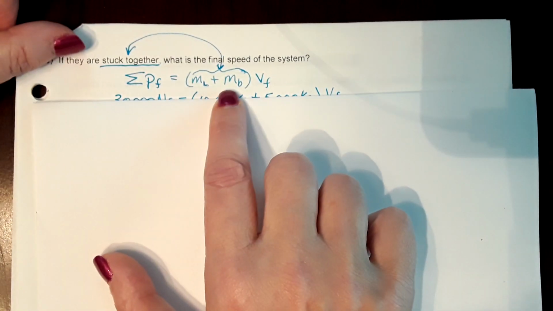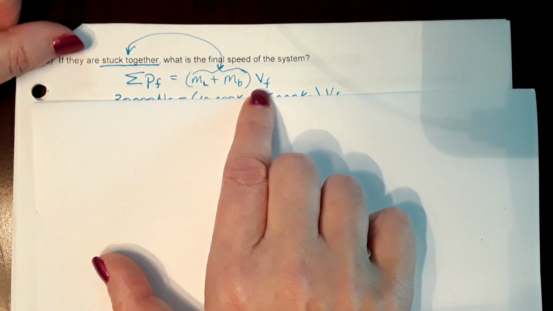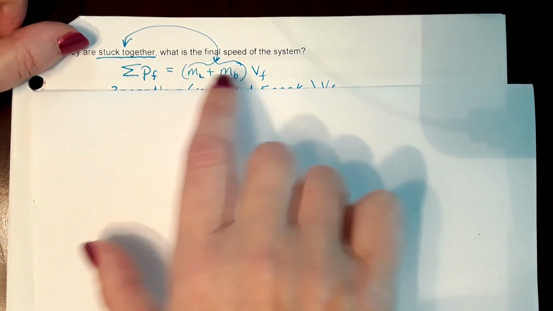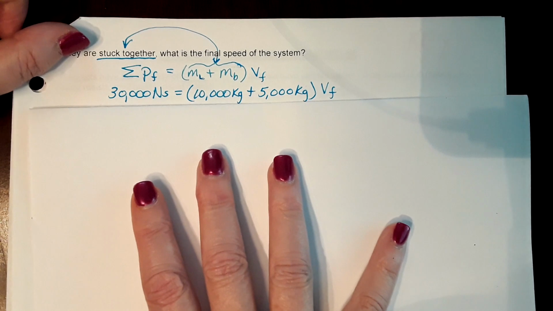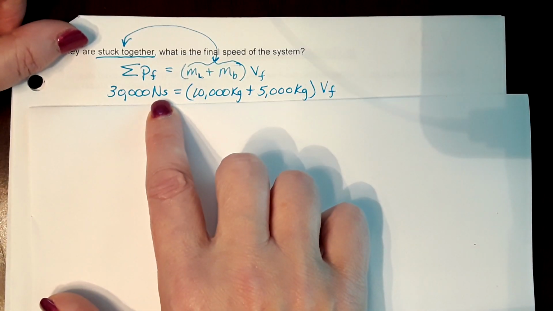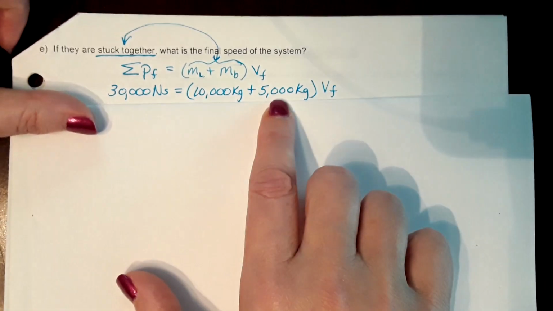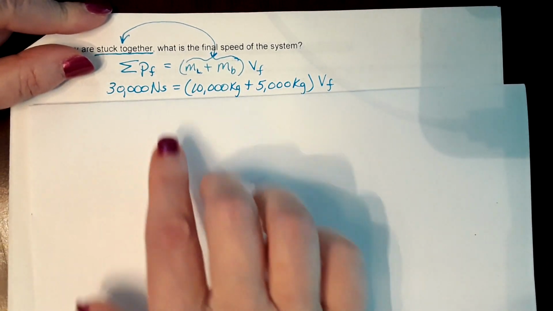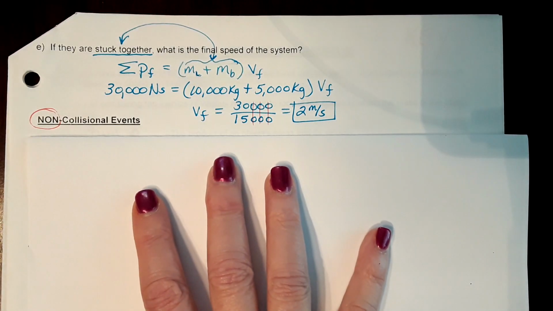So that's why we can add the masses here and then multiply by the final speed they both have. And we know whatever this is, it has to add to the 30,000 Newton seconds we found a moment ago. So we put the masses here, and we're going to solve for the final velocity by dividing the total mass to the other side. So we get 2 meters per second for the final velocity of the boxcar locomotive system.